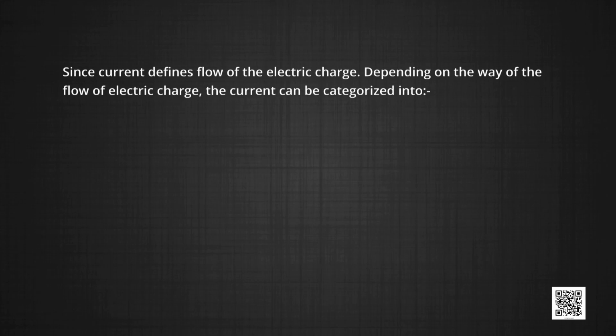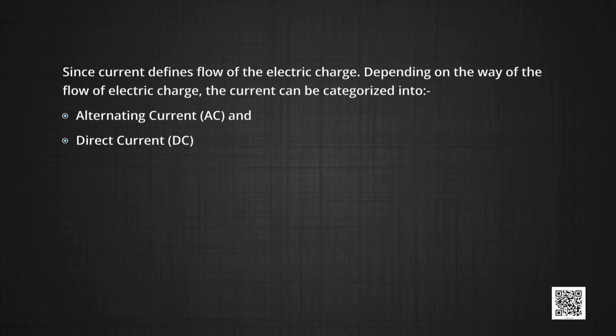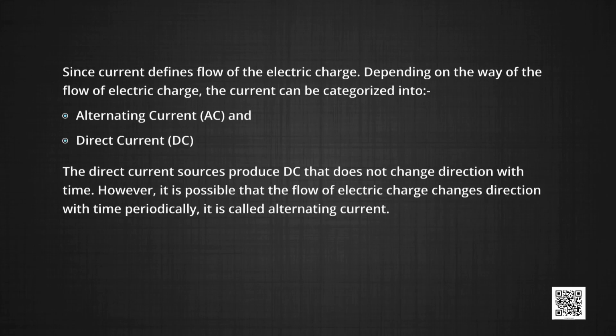Since current defines the flow of electric charge, depending on the way the electric charges flow, the current can be categorized into alternating current or AC and direct current, that is DC. The direct current source produces DC that does not change direction with time. However, it is possible that the flow of electric charges changes direction with time periodically. It is called alternating current.